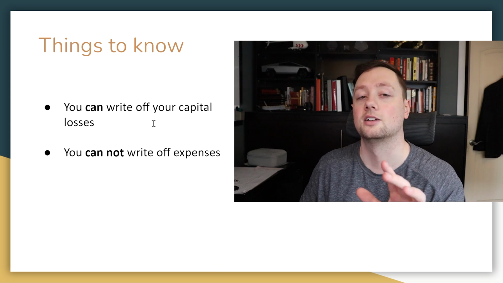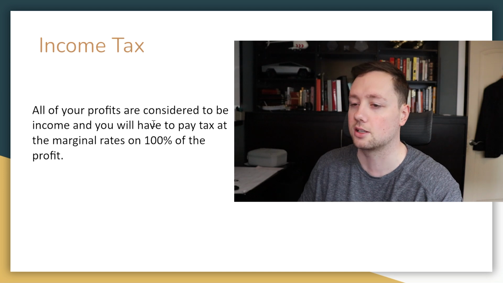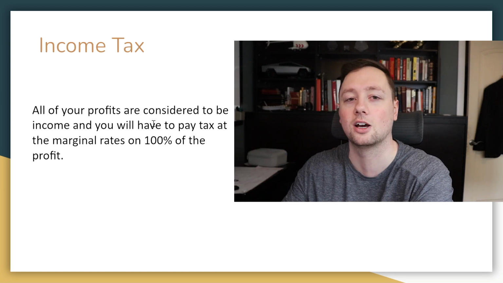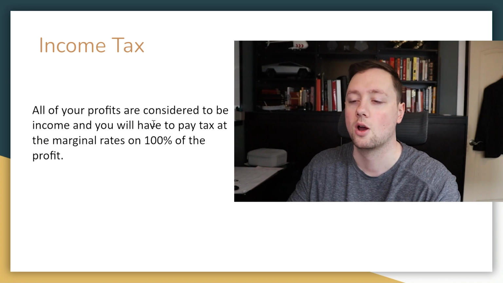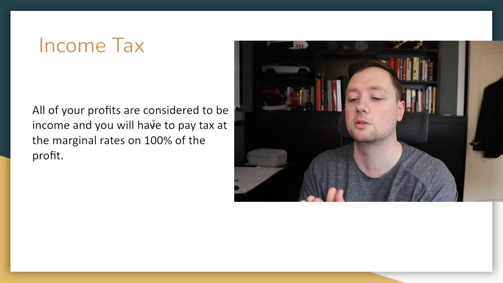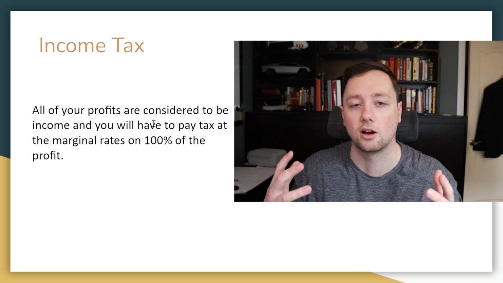So if you decide to not file your profits as capital gains, that means that you're going to have to file your profits as income, and income is taxed a little bit differently. So all of your profits, when you file as income, are going to be considered taxable, meaning that you have to pay tax on 100% of your profits.